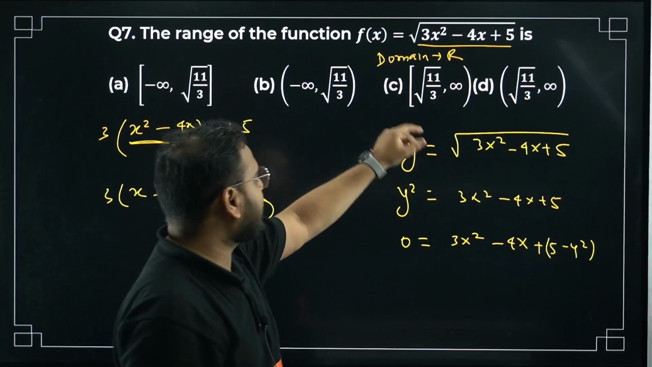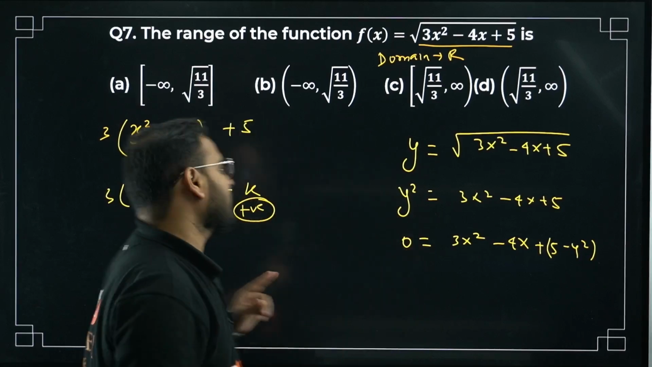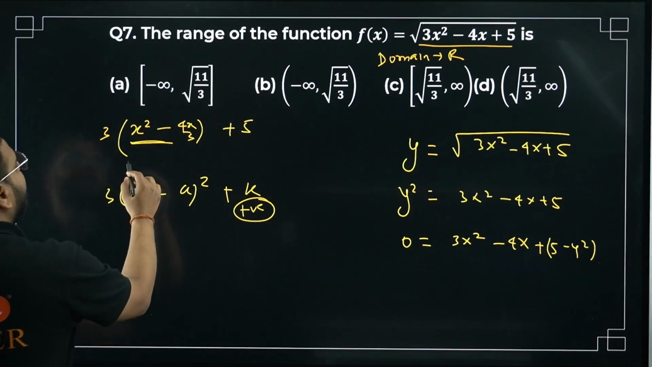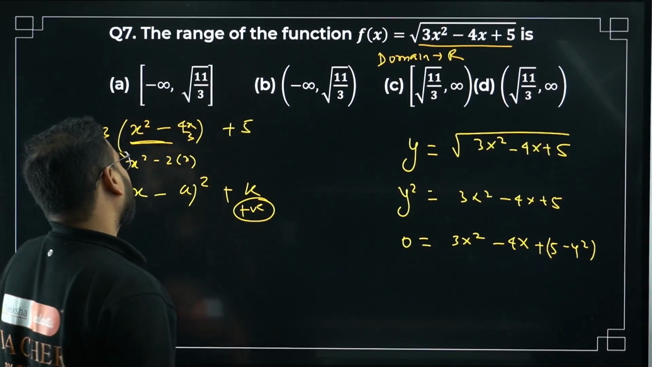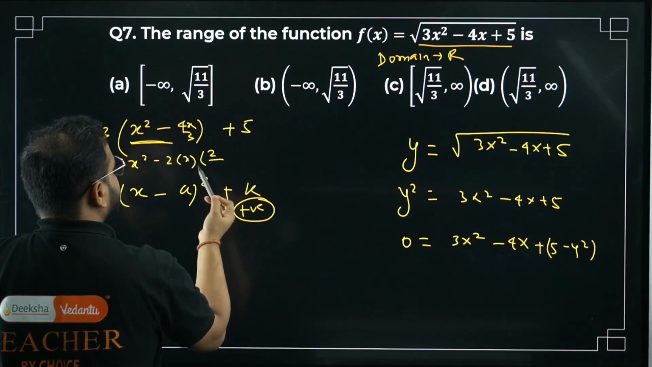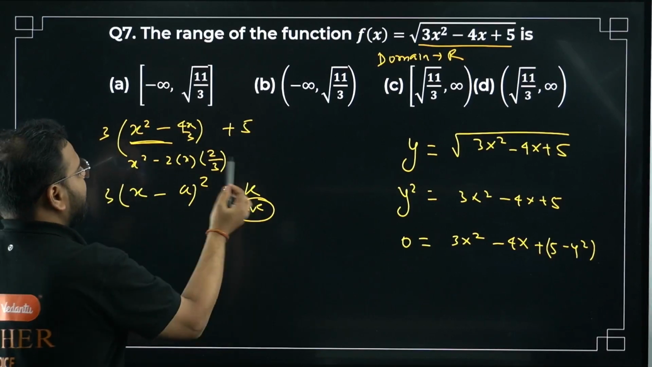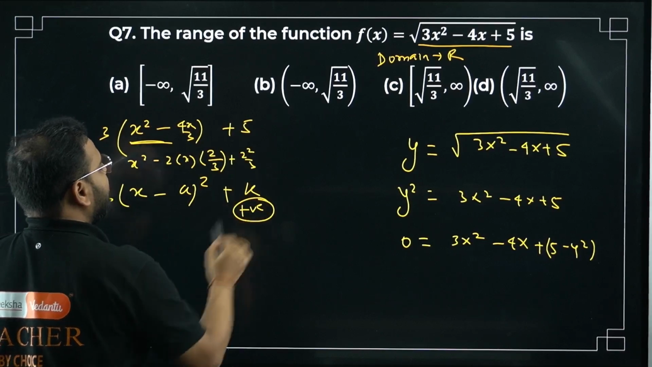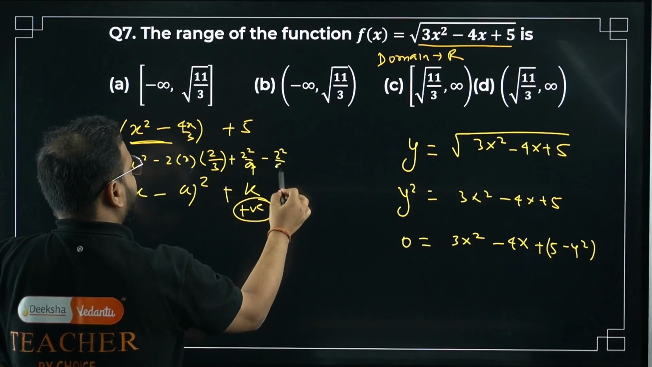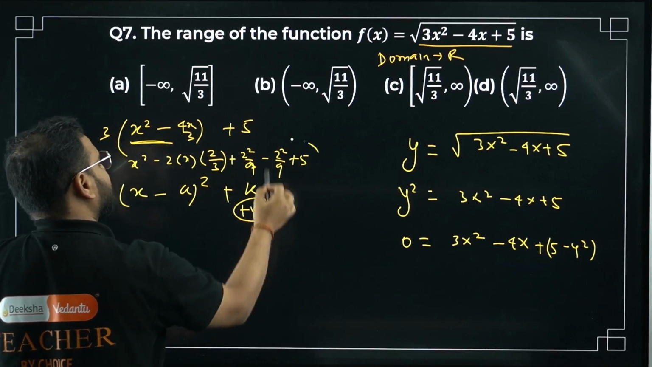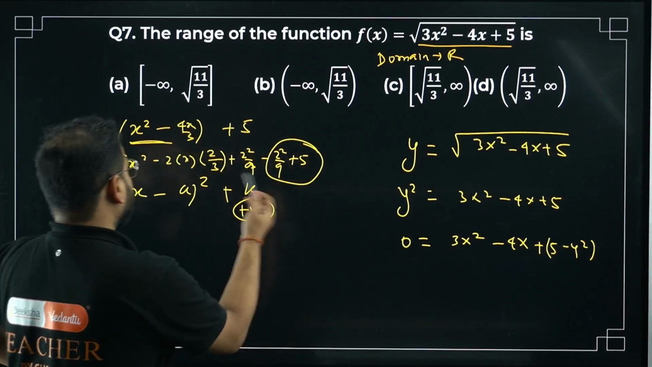Please understand that. Do one thing, pause the video right now and try this method. Make a perfect square over it. Can you not make it? x square minus 2 times x times how much are you going to put? It will become 2 by 3, so that's why it becomes 4x by 3, and then you have to add 2 square by 9, and then you have to take this out as minus 2 square by 9 plus 5. Minus 4 by 9 plus 5 is a positive number, so please check this out.